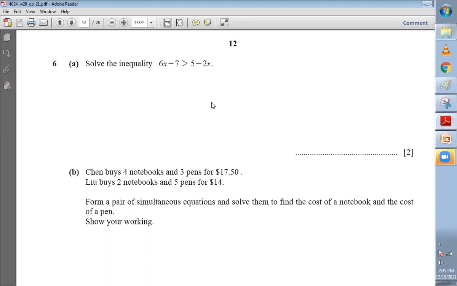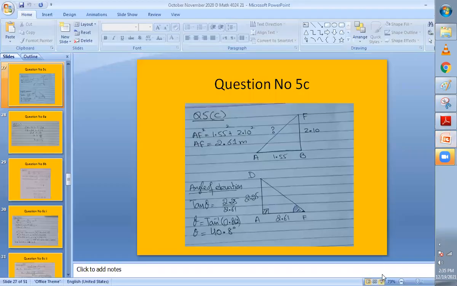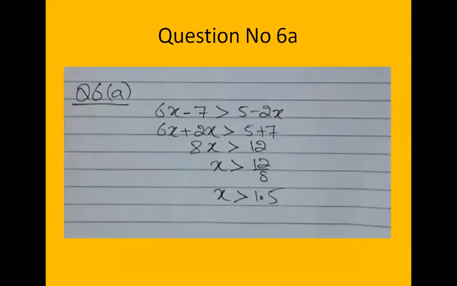It says solve the inequality 6x minus 7 greater than 5 minus 2x. It's a 2-mark question, so let's see how we solve it. It's a very simple and straightforward question. Okay, 6x minus 7 greater than 5 minus 2x. Take this minus 2x to the other side, it will become plus 2x. Take this minus 7 to the other side, it will become plus 7.